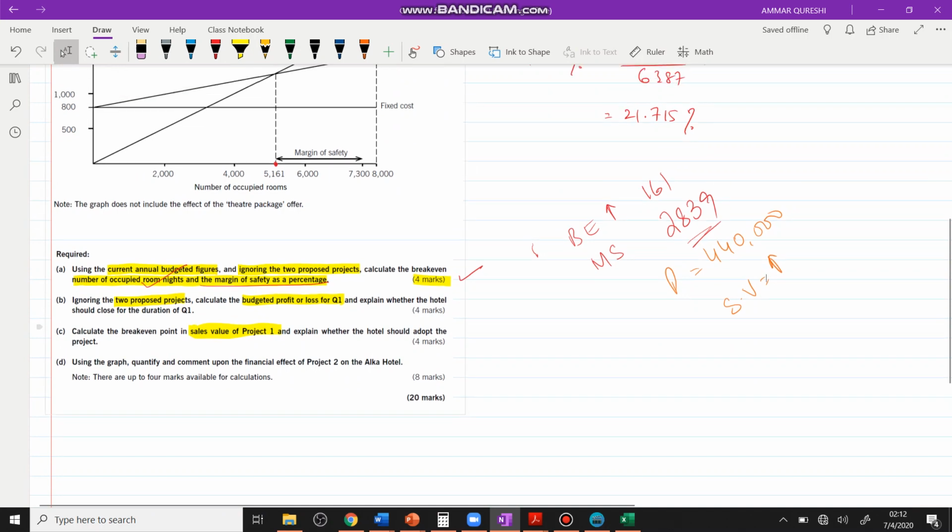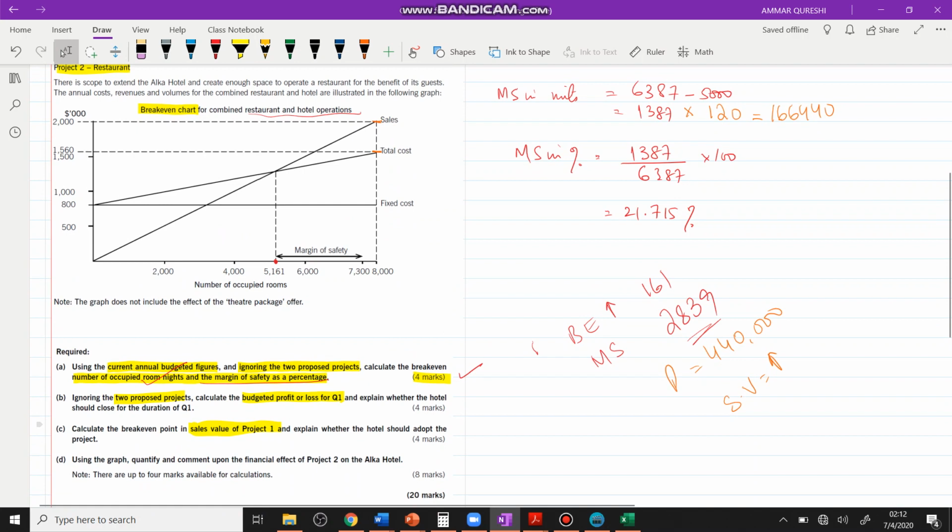For the 8 mark requirement, you have to identify and write all these things: that see, if the company accepts this project, then break even will increase by 161 units, margin of safety will increase by 2839, which is higher than the current situation. Current profits are just 166,440, but the new profits will be 440,000, which is more than the current situation.